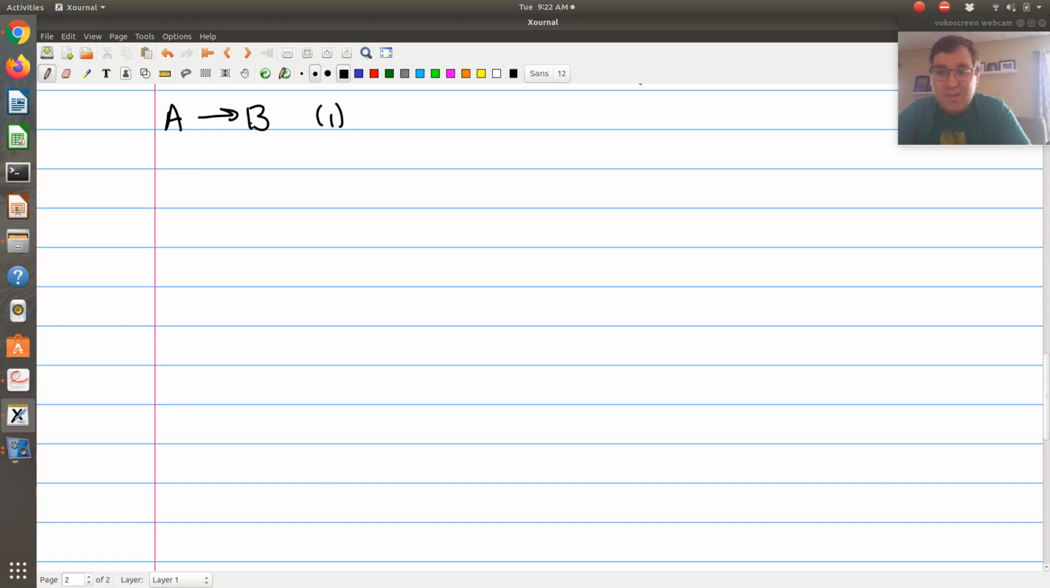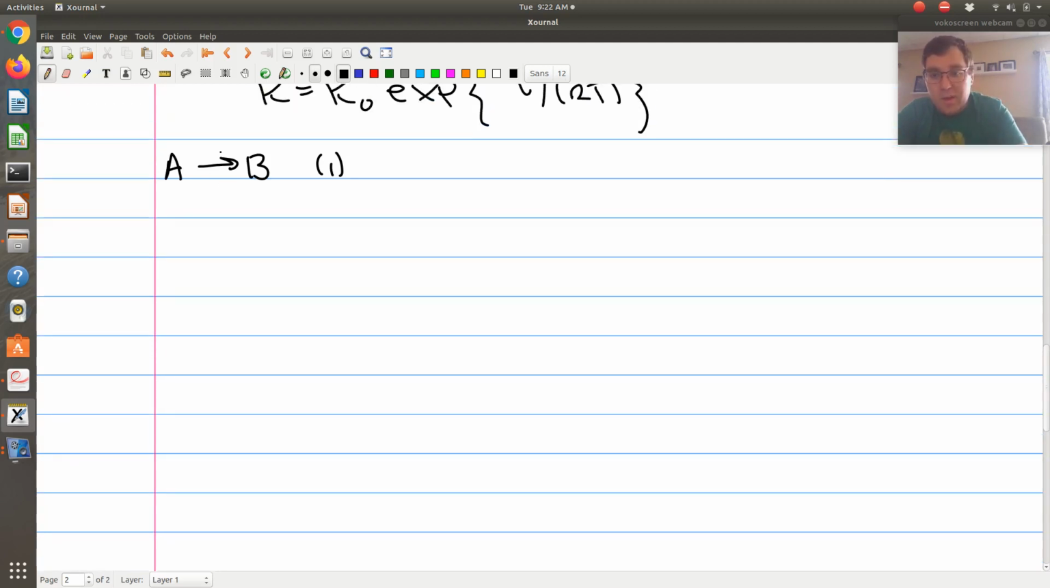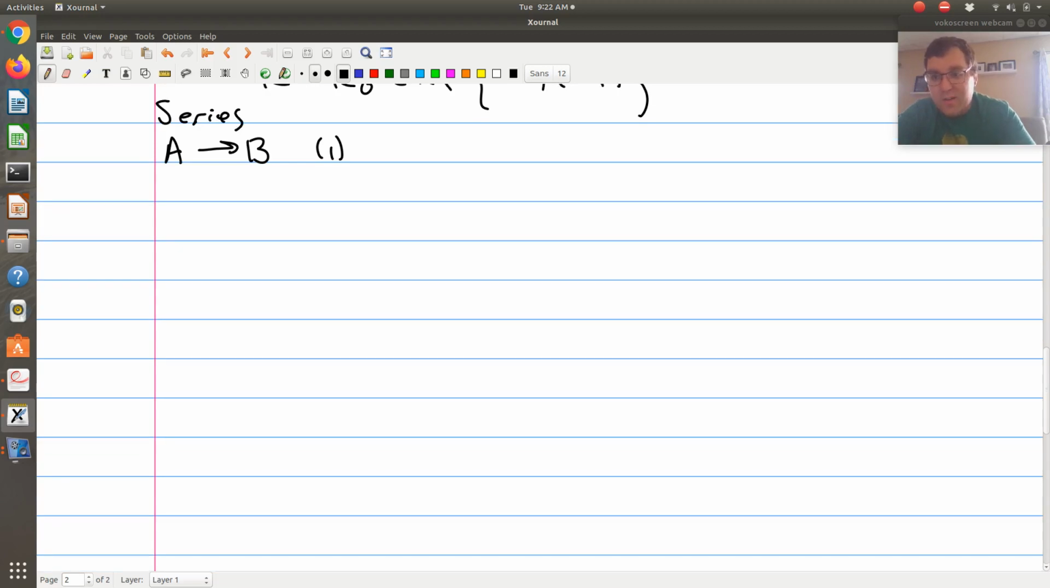So A is going to react to form B. So here's the reactant that's going into my reactor. Here's my desired product. But I'm going to have a side reaction, and so let me label this as series. So when I give you these notes, I'm going to have an undesired side reaction in which B, my desired product, reacts to form C, and so C is going to be our undesired product in this example.